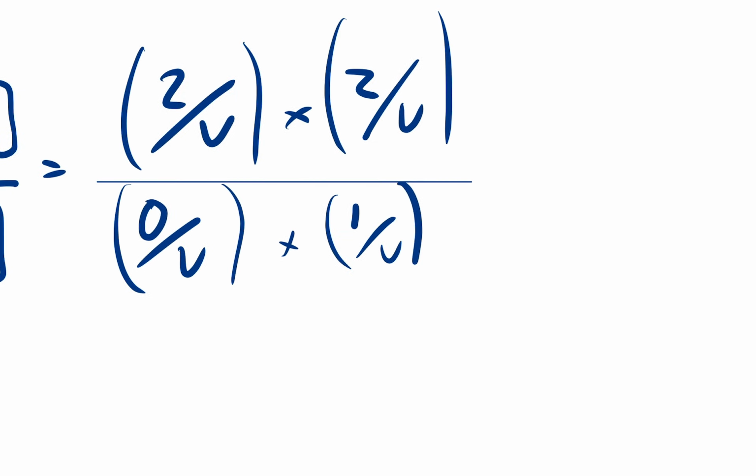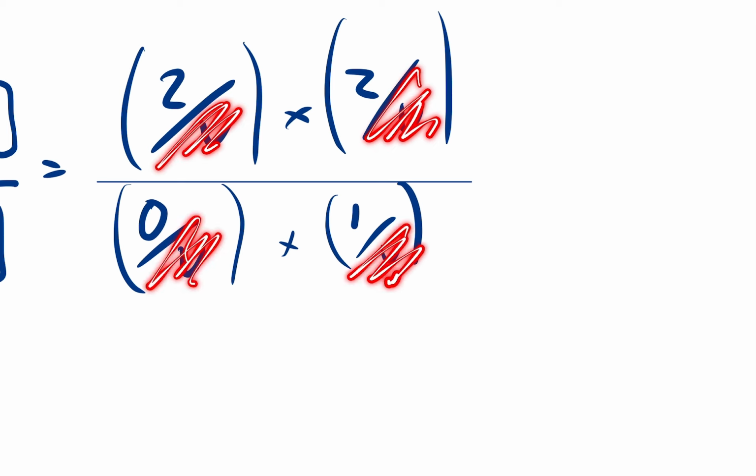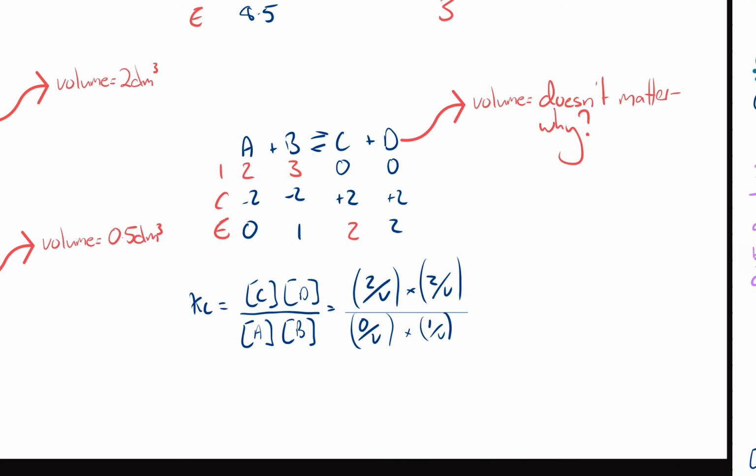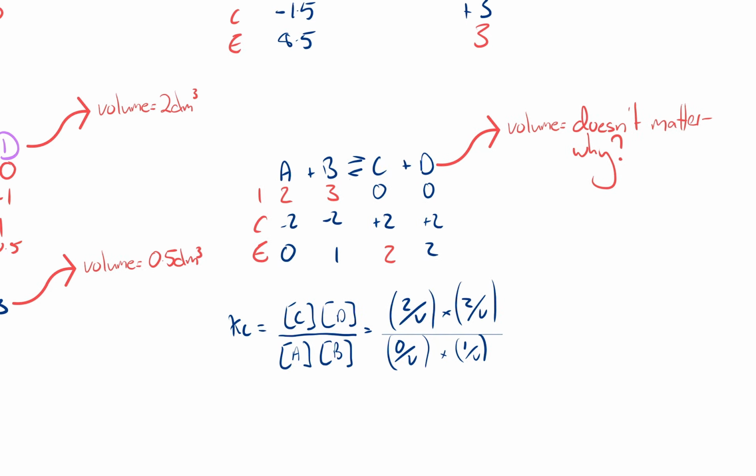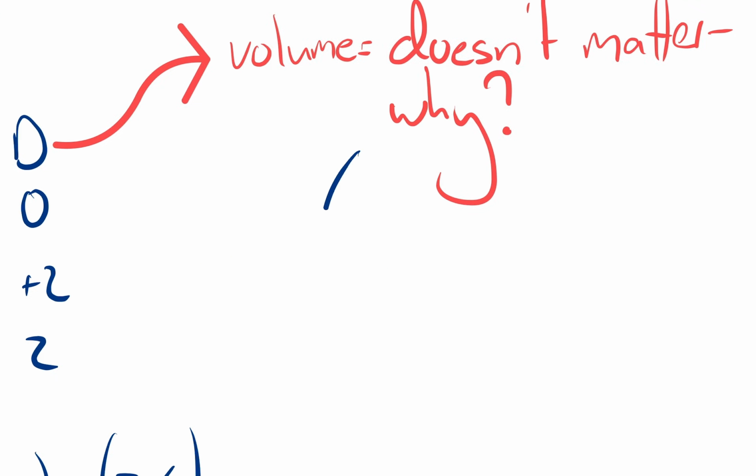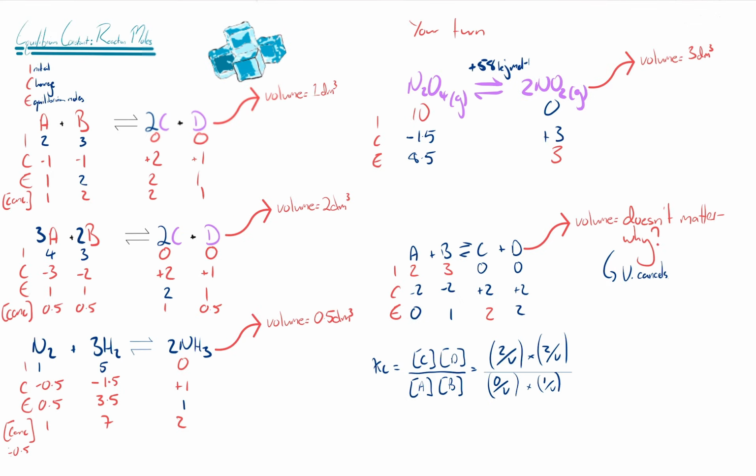Essentially, because we've got the same number of Vs on the top and the bottom, they cancel out. So if we ever get to a point where the moles on our product side and the moles on our reactant side are equal, V will cancel out when we put it into our equation for Kc. So here, volume cancels. Hope that's helpful.